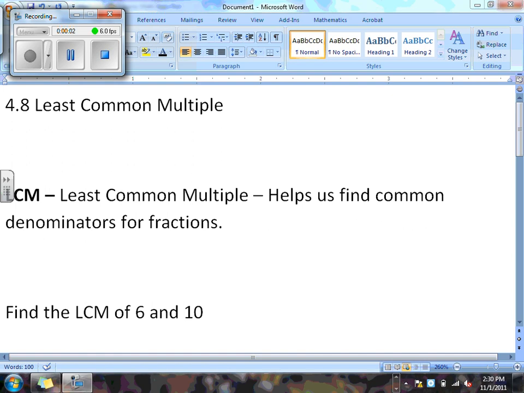Section 4.8 is about least common multiple. We refer to least common multiple in short by LCM. When we find the LCM, it's going to help us find common denominators for fractions.